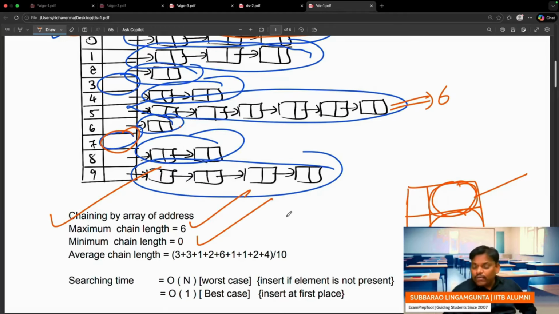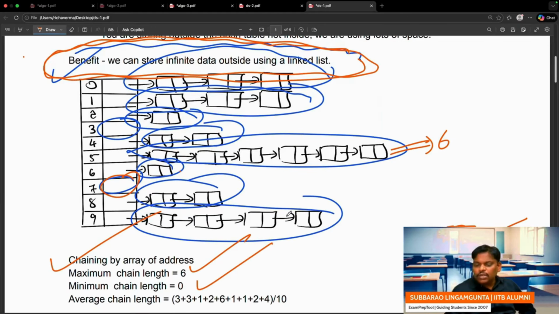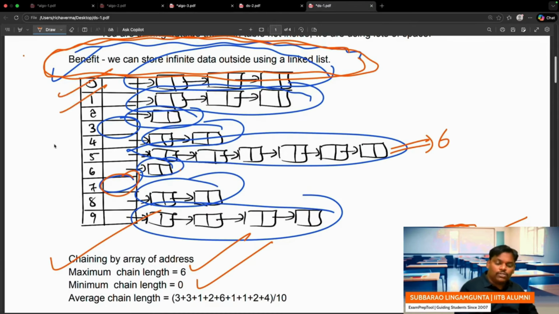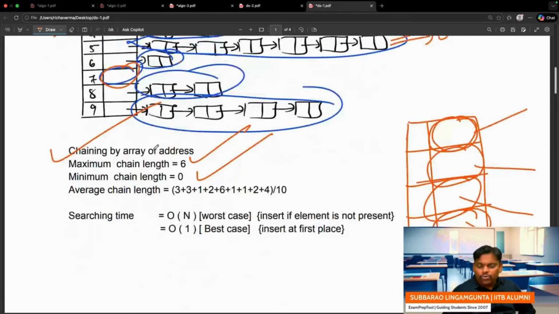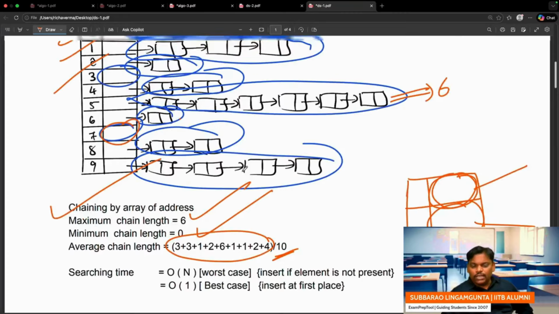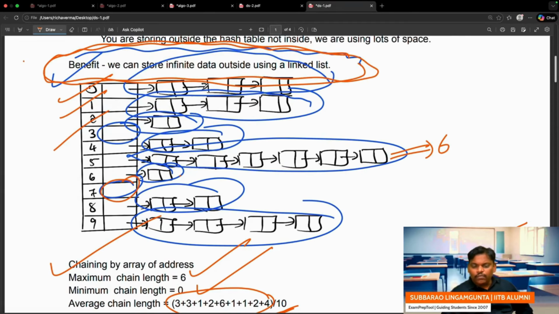Next one, what is the average chain length? Average chain length means all the chain lengths added, divided by the total number of slots. I think 10 are there. If you add the total, you will get this much. Divide by 10. Total slots are 10, 0 to 9. Right? Every chain, I think the first chain you see 3, second chain 3, third one 1, fourth one 0.